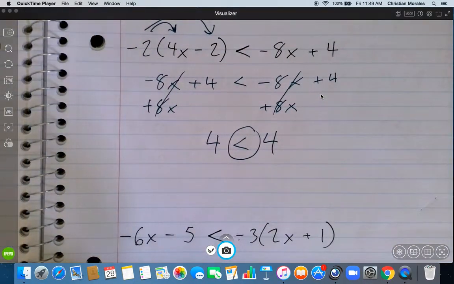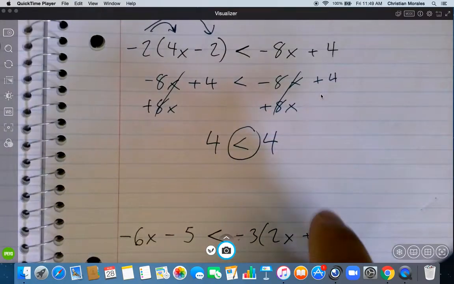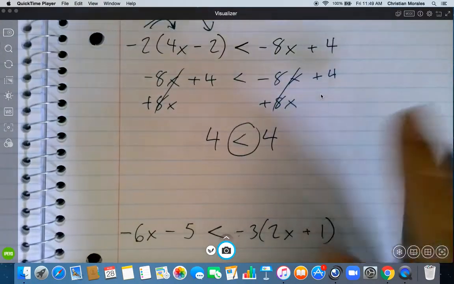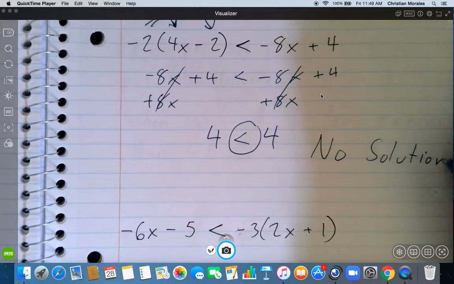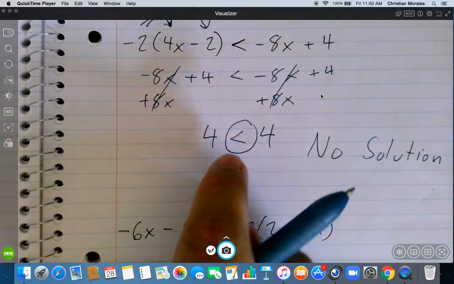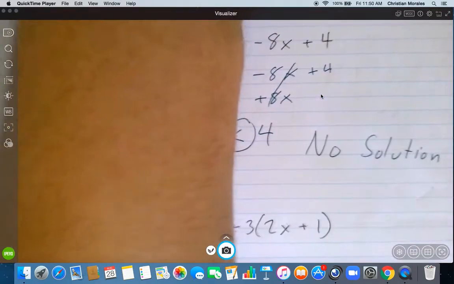This says 4 is less than 4. That does not make sense. 4 is not less than 4. This is a no solution. It has to make sense. It has to be true. And this is not true. The next one.